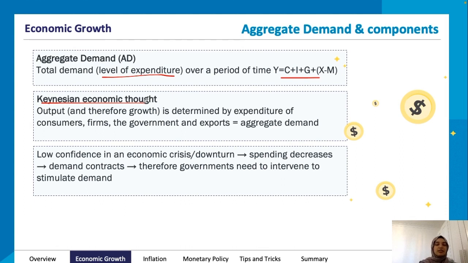So low confidence, for example, in an economic crisis or a downturn, like let's think back to COVID, where there was a lack of confidence in the economy. There was a downturn, people were saving the money, they weren't spending, so spending decreases. Second point, demand contracts, so the demand will fall. There's not many people demanding products anymore. They're just trying to save as much of their money as they possibly can, and therefore governments need to intervene and stimulate demand. So they need to come in and say, hey, look, we actually need demand to grow.